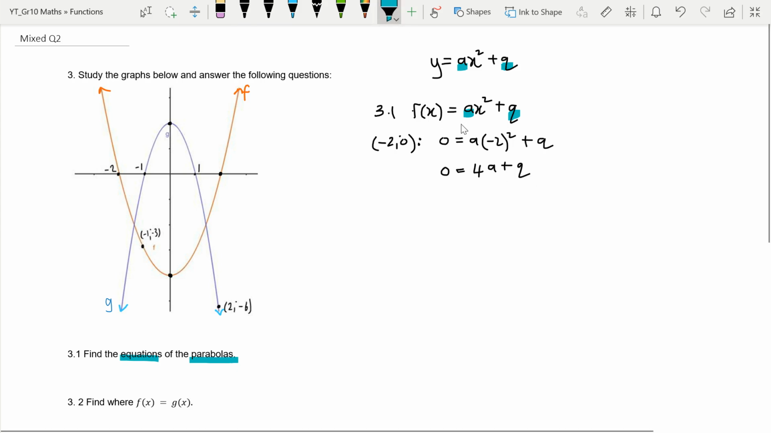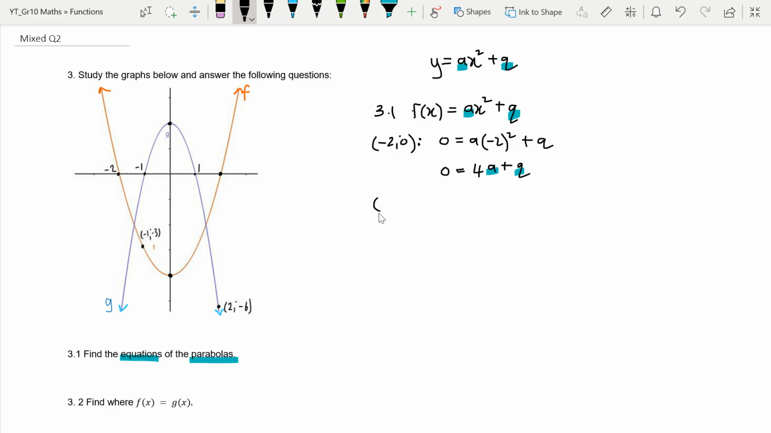Now, students think that something is wrong or they give up when they see that there are two missing things that we need to find. You are on the right track. That is perfectly fine. What we'll need to do is substitute another point, and we're going to have to do simultaneous equations. So when do we use this method? When we're not given the turning point and we just can't plug something straight into q.